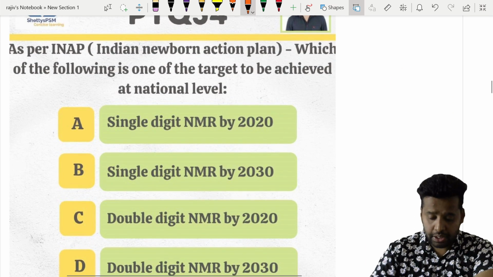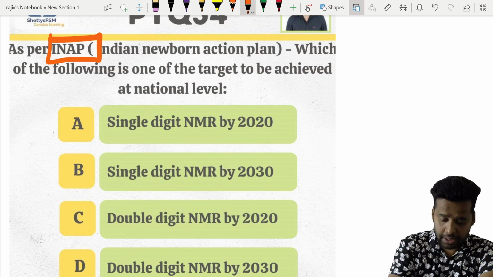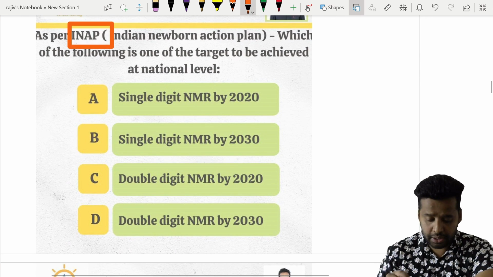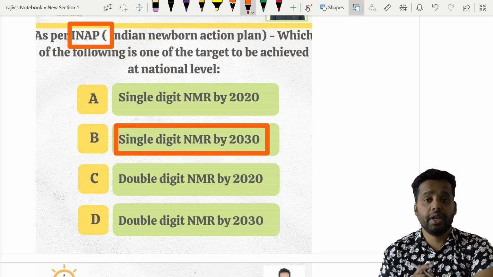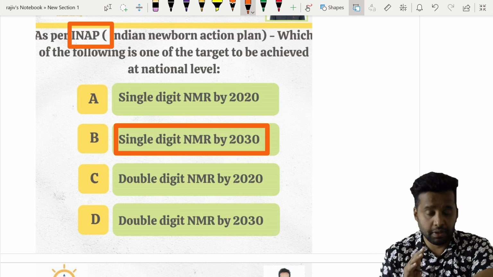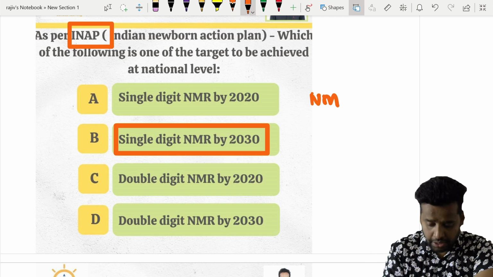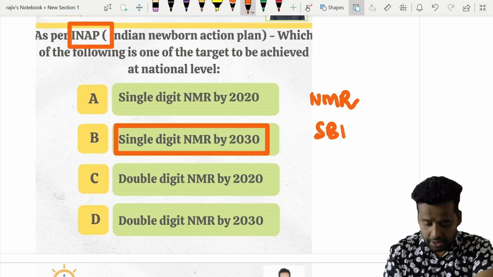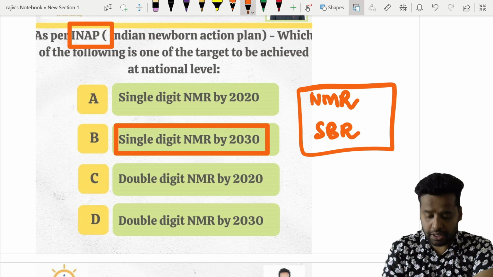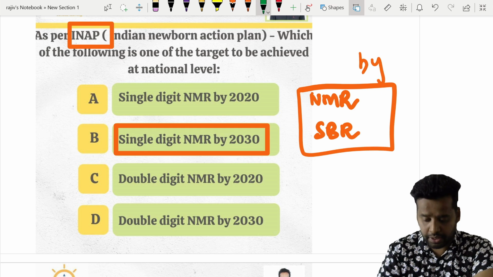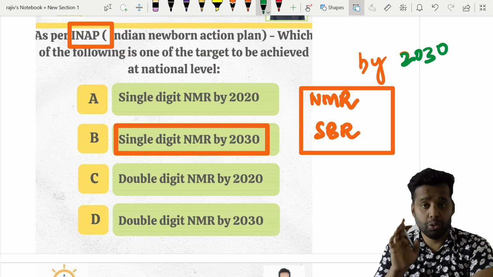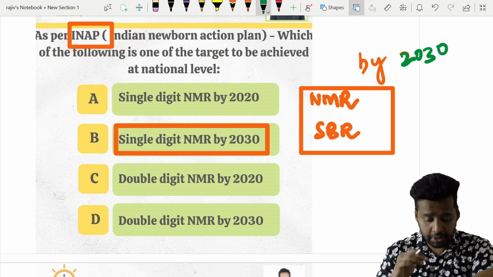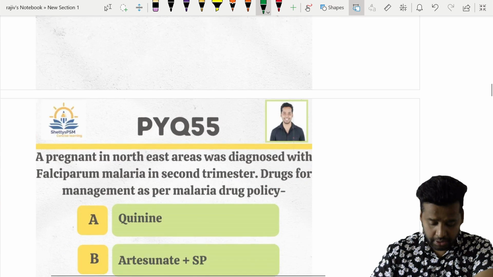Very good. Indian Newborn Action Plan target again: single digit neonatal mortality rate by the year 2030. We have to achieve this target at the national level. Single digit neonatal mortality rate, at the same time single digit stillbirth rate. This target has to be achieved by which year? If they ask, it is by 2030 at national level.